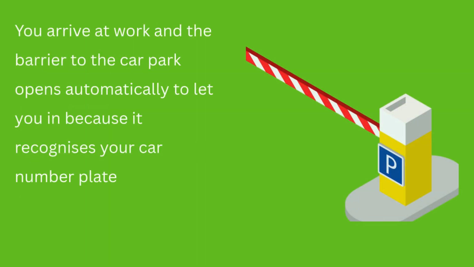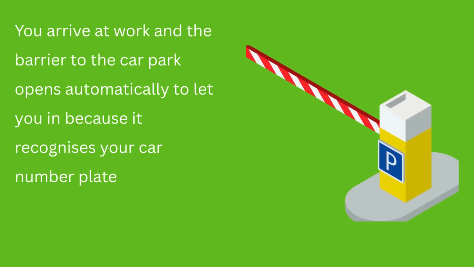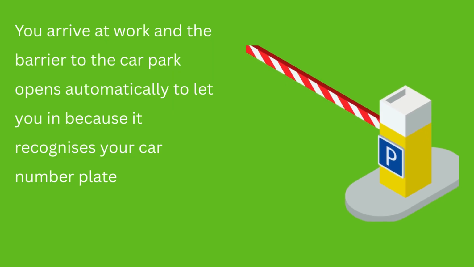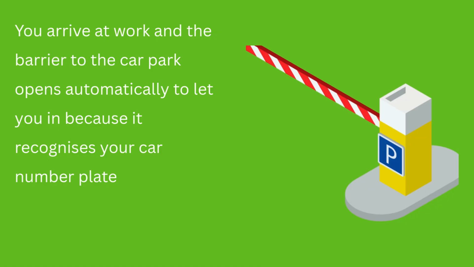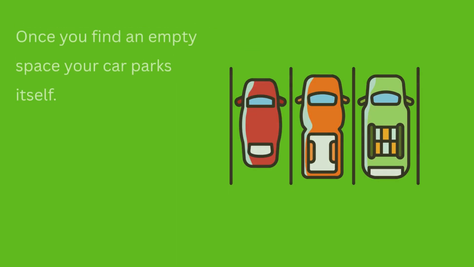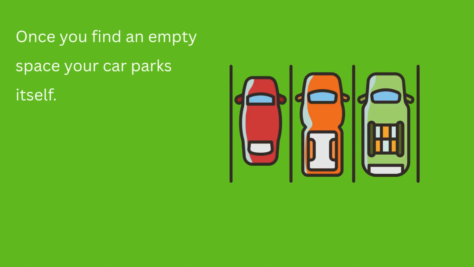Once you arrive at work, the barrier to the car park opens automatically and lets you in because it recognizes your number plate. Again, another application of this is called automatic number plate recognition technology, where the computer can actually read the number plate on a vehicle. And then when you get to your car parking space, the car can park itself.